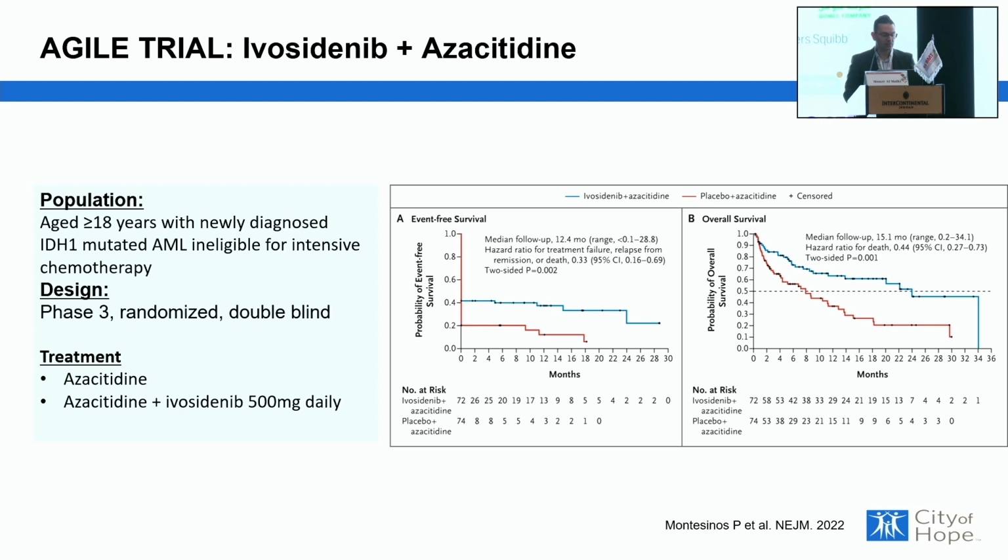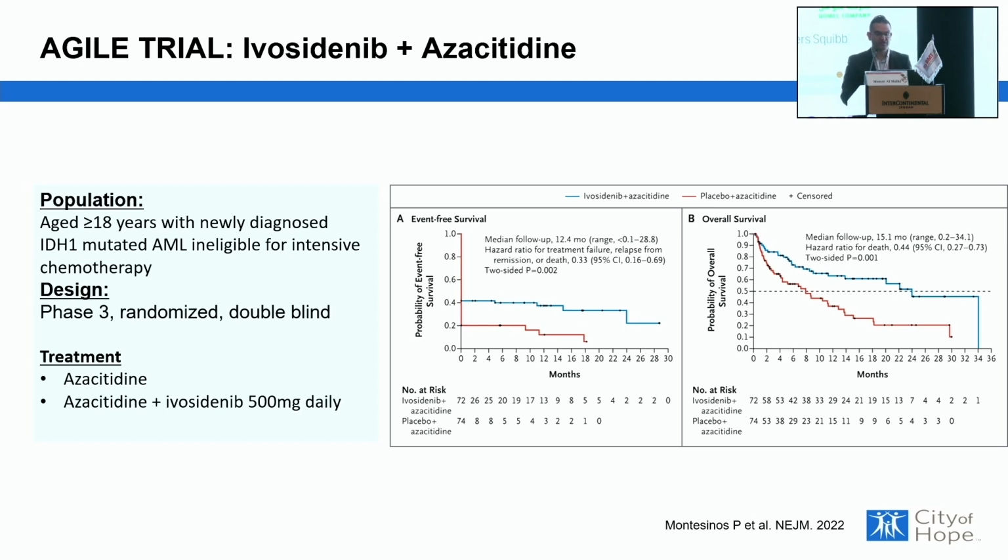Remember, our patient also had an IDH1 mutation. So another combination that could be valid for this patient is ivosidenib with azacitidine. In this AGILE trial, patients were randomized to receive azacitidine versus azacitidine and ivosidenib 500 milligram daily. This was a randomized phase 3 international study in patients who are 18 years old and above with newly diagnosed AML with IDH1 mutation.